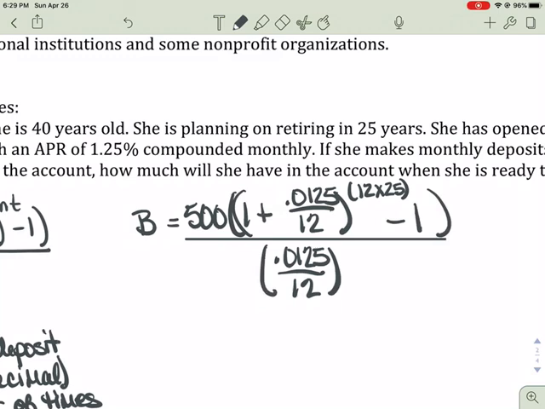Mathematically, I'm going to do the numerator and then divide, so I'm going to do this in parts. 1 plus 0.0125 divided by 12, take it to the power 12 times 25, and then a minus 1 and times 500. Okay, so I'm going to get, that's not right. I got a really bad answer, so let's try that again. 1 plus 0.0125 divided by 12 to the 12 times 25th power. Okay, then minus 1. And then we're going to times that by 500.